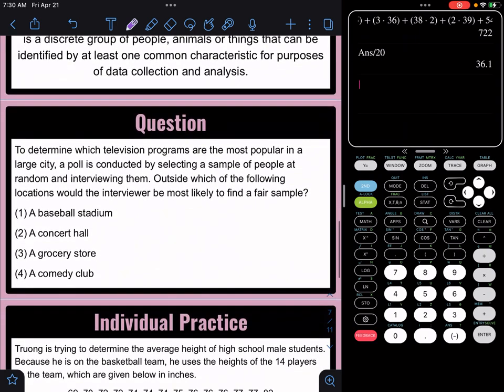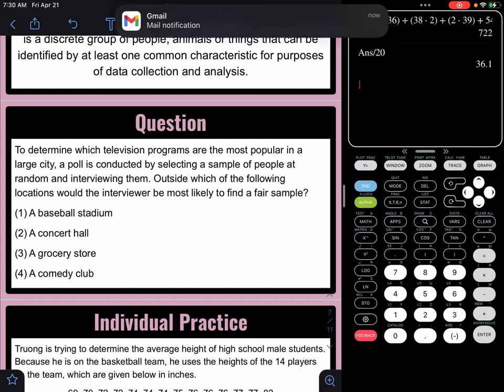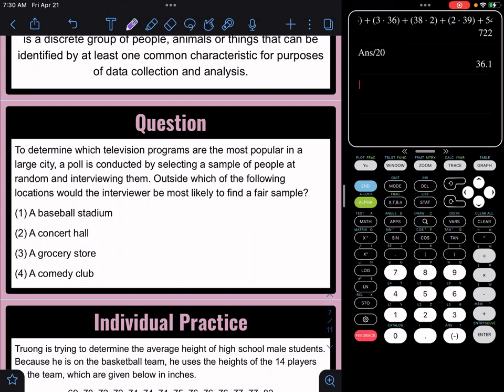So, to determine which television programs are the most popular in a large city, a poll is conducted by selecting a sample of people at random and interviewing them. Outside, which of the following locations would the interviewer be most likely to find a fair sample? Alright, we're talking about a television program.